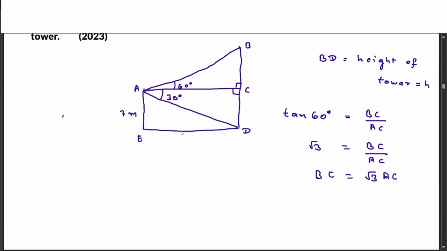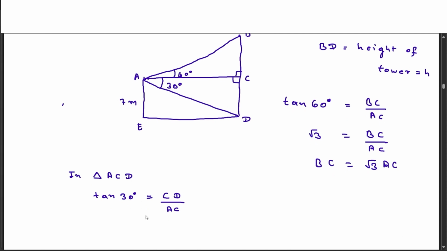Now based on that, we can take a second triangle. In triangle ACD, again in this triangle we can take tan 30 degree. So tan 30 degree, based on that, is CD over AC. So CD over AC, how much we have got here? So we can say tan 30 value is, you already know, 1 over √3.